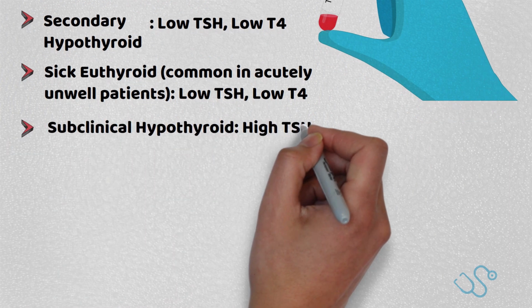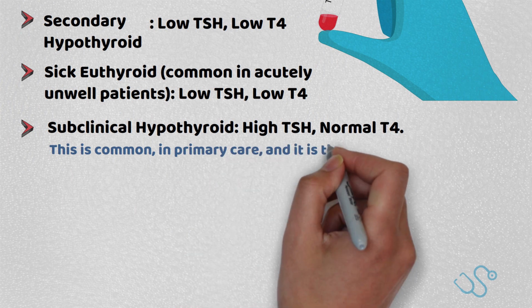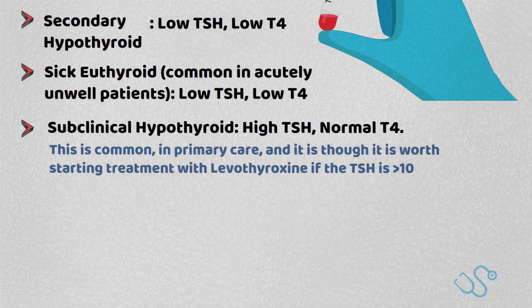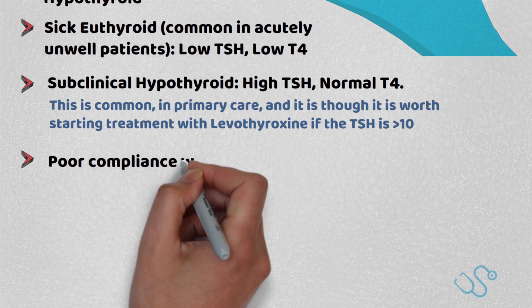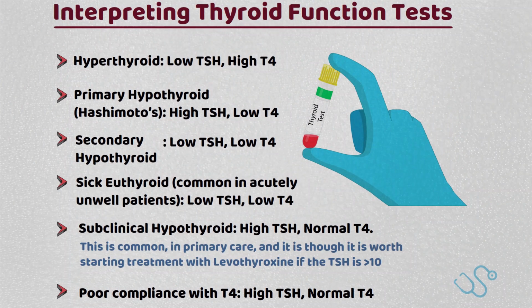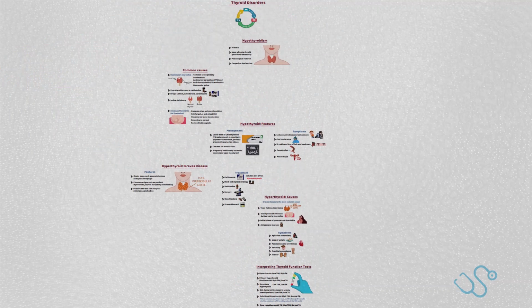Subclinical hypothyroid usually includes a high TSH and a normal T4. This is common, particularly in primary care, and it's worth considering treatment in certain patients if TSH is above 10. And poor compliance with T4 is considered with high TSH and a normal T4. But it's worth considering the context of the exam question you're being asked. Well, that's that. I hope you enjoyed the video and have a greater understanding of the thyroid status, both low and high, and their subsequent management.